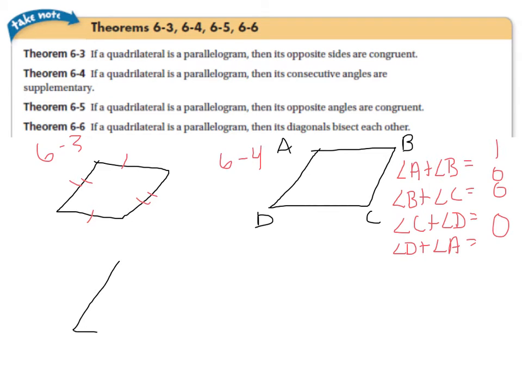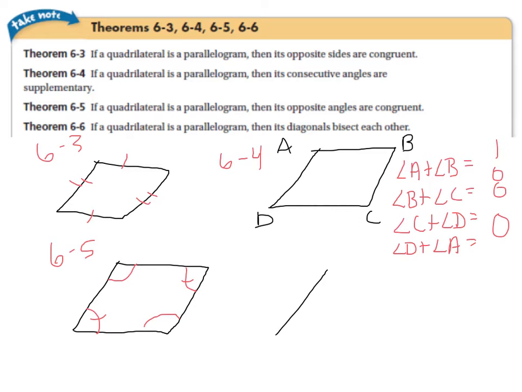If I know a quadrilateral is a parallelogram, then I know its opposite angles are congruent. Opposite means straight across from each other, so those two angles would be congruent, and these two angles are congruent. So this would be my 6-5.